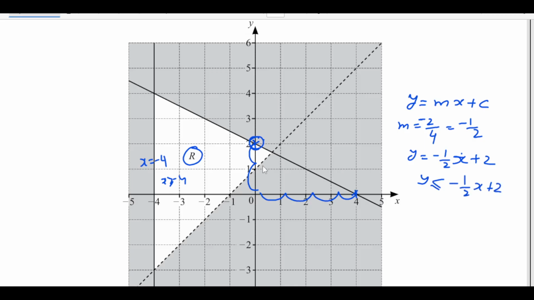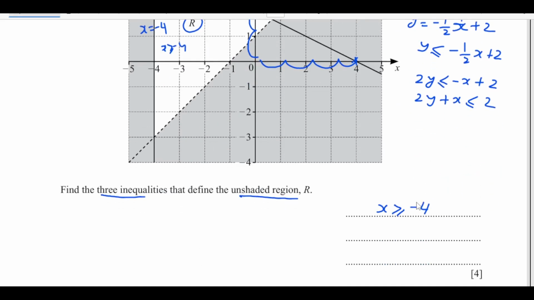We can also rearrange it to make it look nicer. If you multiply the equation throughout by 2, I can write 2y plus x is less than or equal to 2. So this is how we can represent it. I can write x plus 2y is less than or equal to, sorry, when you multiply by 2, this will become 4, so less than or equal to 4, right?